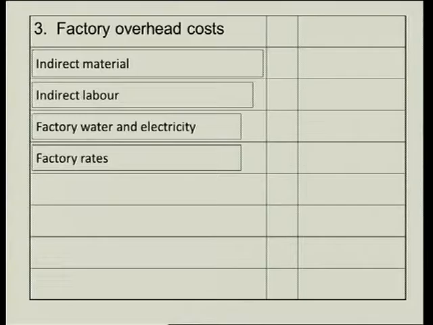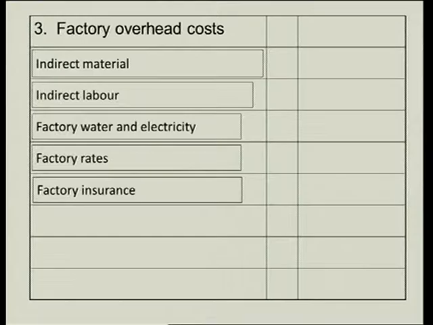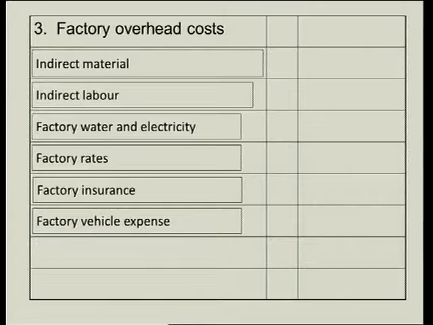Then you're going to have factory insurance. You're writing that down, learners. We've identified all the expenses. Please list it and then you do your calculations. It's much easier. You won't leave out anything then. You have factory vehicle expense. These are all the expenses that I've identified.